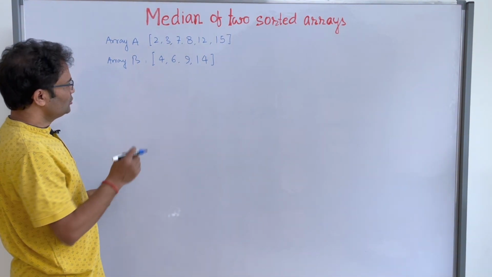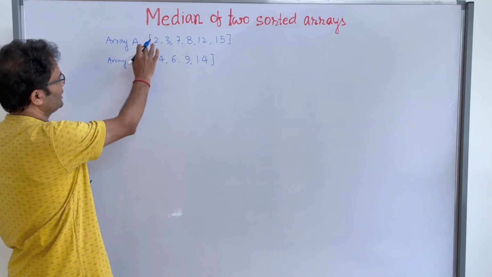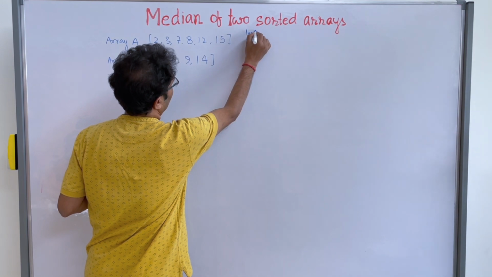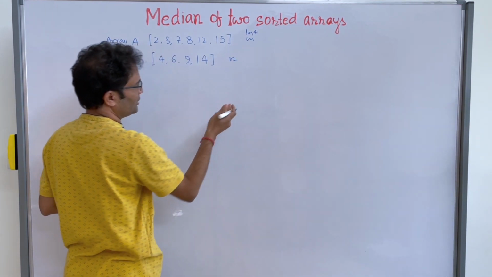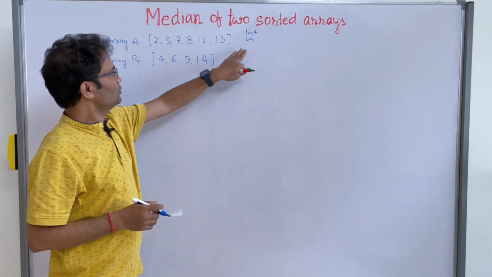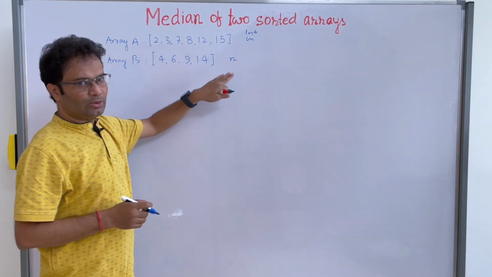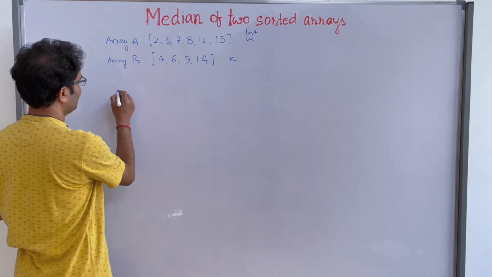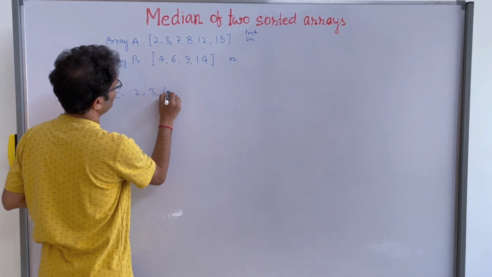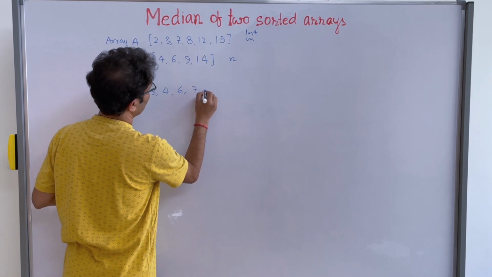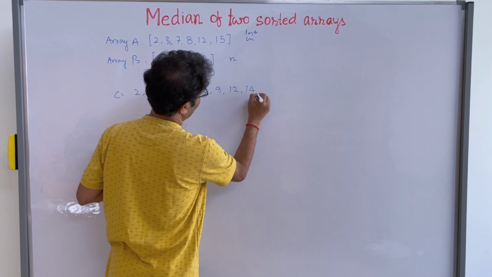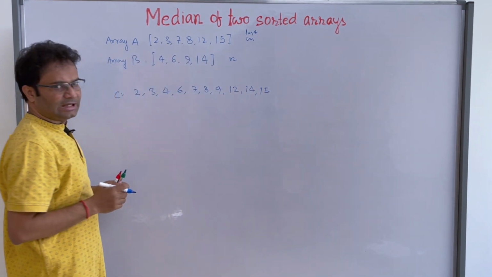What you have to do is make two for loops. Suppose this length is m and this length is n. Then you go with i from 0 to m and j from 0 to n, and make another array, a C array, that will be sorted, right? So 2, 3, 4, 6, 7, 8, 9, 12, 14 and 15.